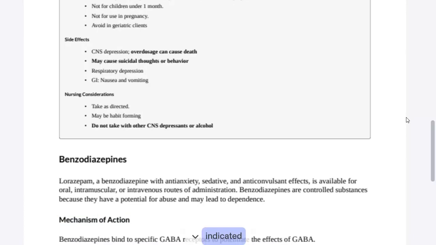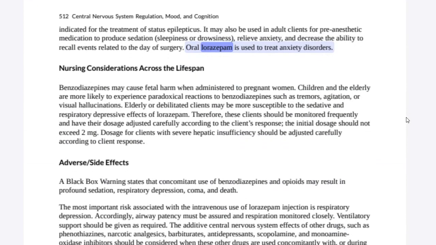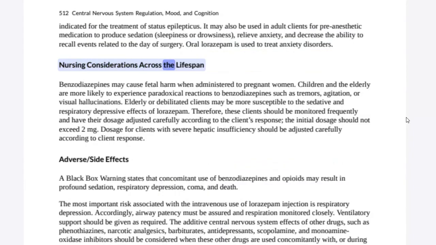Lorazepam injection is indicated for the treatment of status epilepticus. It may also be used in adult clients for pre-anesthetic medication to produce sedation, relieve anxiety, and decrease the ability to recall events related to the day of surgery. Oral lorazepam is used to treat anxiety disorders. Nursing considerations across the lifespan: benzodiazepines may cause fetal harm when administered to pregnant women. Children and the elderly are more likely to experience paradoxical reactions to benzodiazepines, such as tremors, agitation, or visual hallucinations.